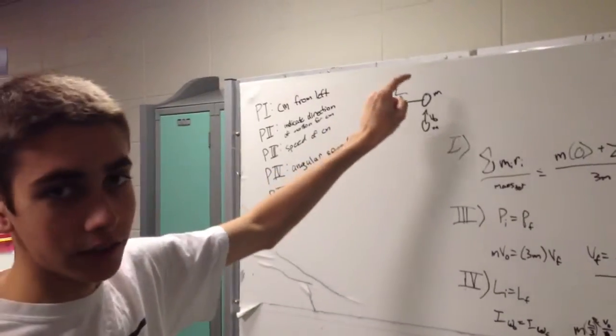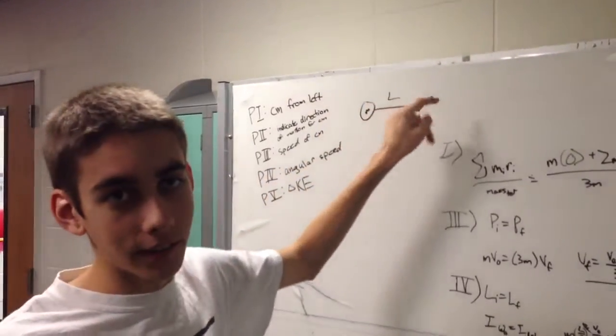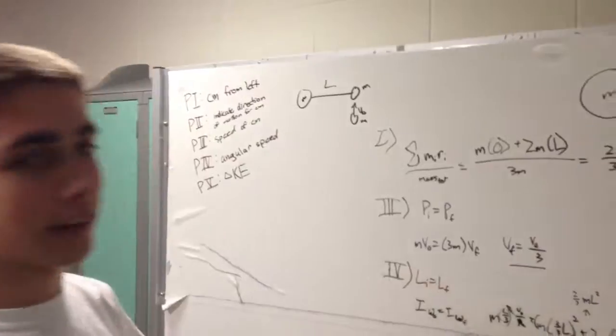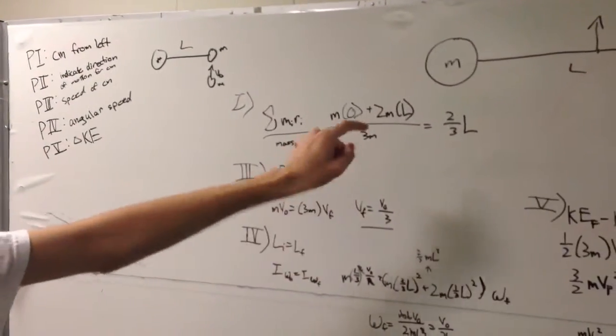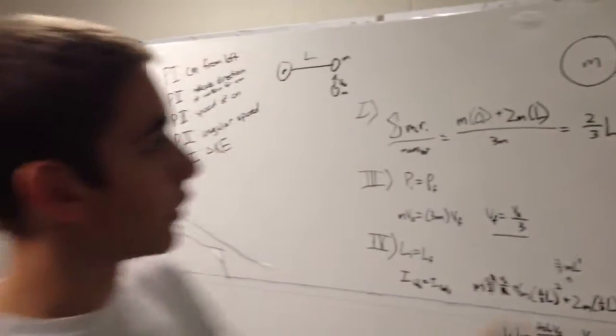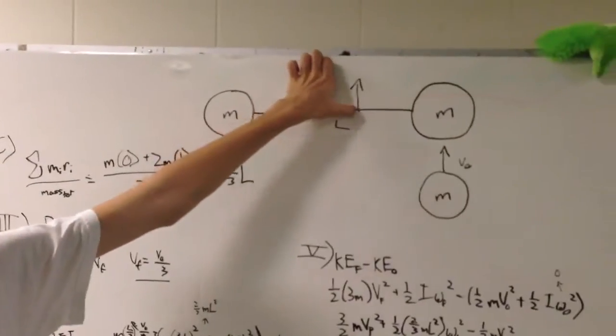The total mass is 3m because every piece of the system has m and the rod has a negligible mass. You just add that all up, you get 2 over 3 L. So the center of mass is about here, right, 2/3 from the left side.